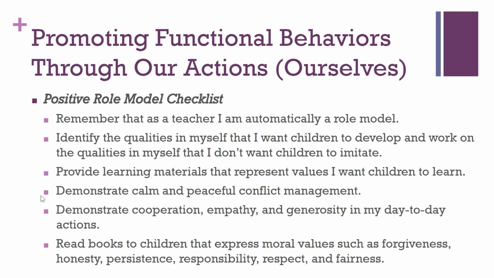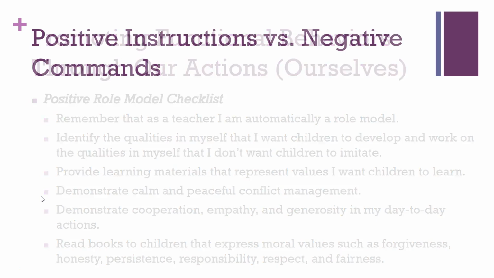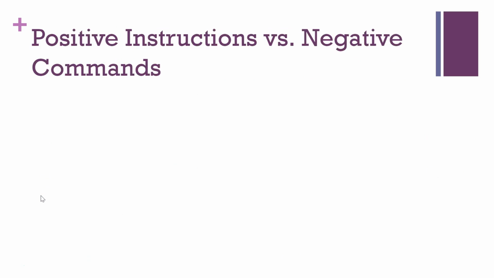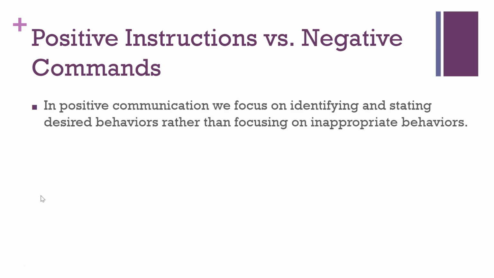So how are some ways that we can go about becoming more of that positive role model? What are some things that we can adjust about ourselves to improve qualities? A big thing to reflect on is our communication style, noting the difference between positive instructions versus negative commands. In positive communication, we focus on identifying and stating the desired behaviors, the behaviors we want to see, rather than focusing on the inappropriate behaviors.